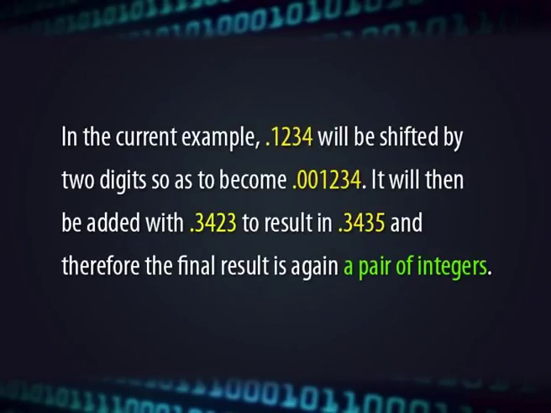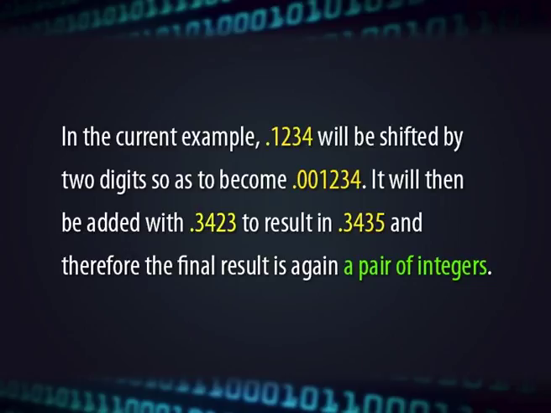The first step of floating point addition is that the exponents are compared for equality. In the second step, in order to make the exponents equal, the mantissa of the number having the smaller exponent is shifted by the difference between the exponents. The third step is the addition of the mantissas. In the current example, 0.1234 will be shifted by 2 digits so as to become 0.001234. It will then be added to 0.3423 to result in 0.3435, and therefore the final result is again a pair of integers.